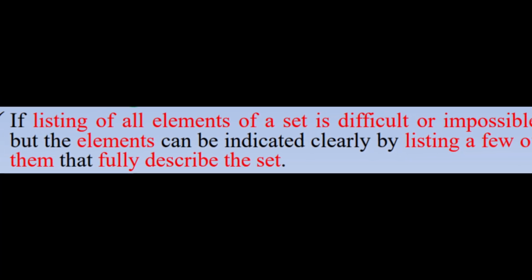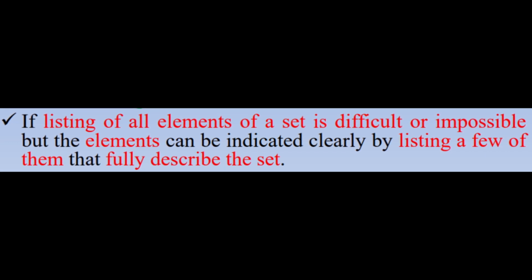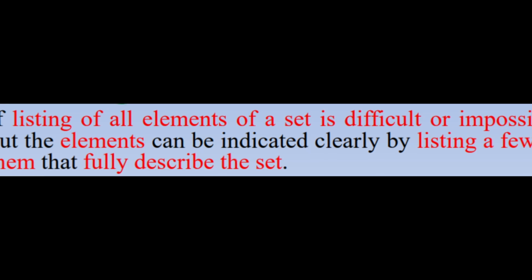B. Partial listing method. If listing all elements of a set is difficult or impossible, the elements can be indicated clearly by listing a few that fully describe the set. Example 1. Use the partial listing method to describe the following sets. A. The set of natural numbers less than 100.